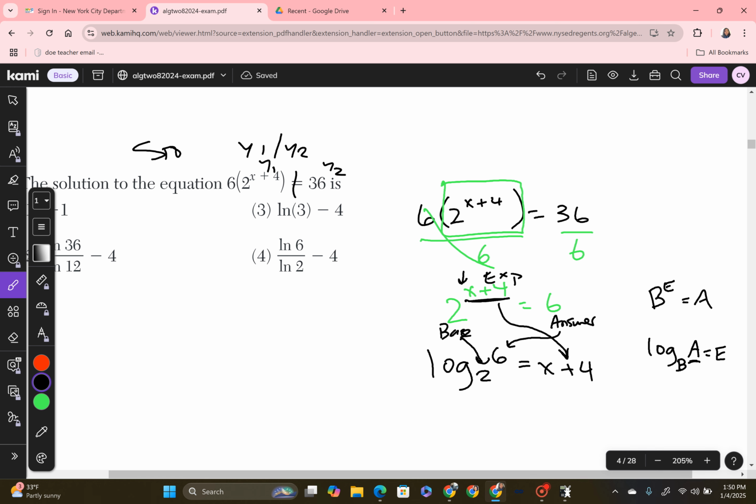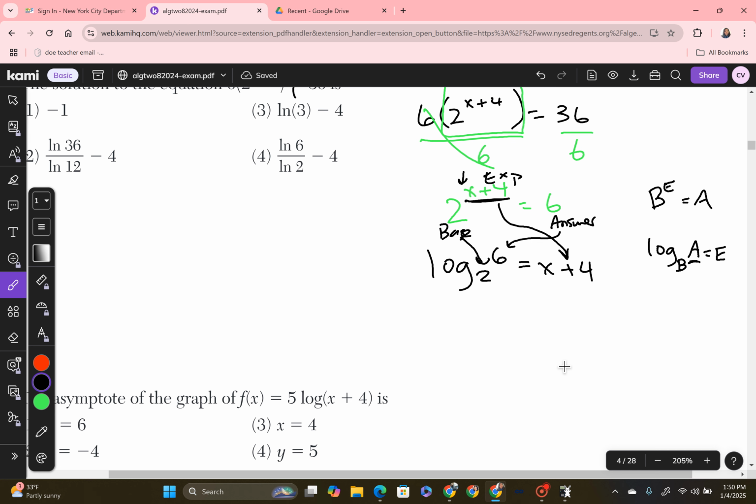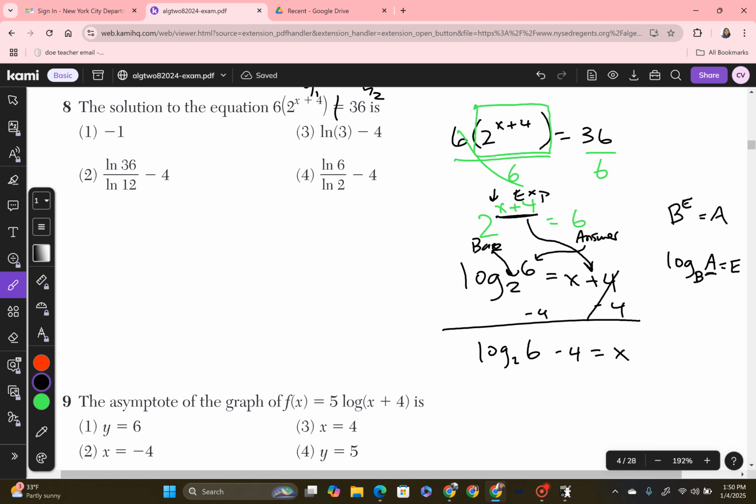Okay, cool. Once you have that, how do you get the x by itself? Subtract 4. Subtract 4. So this cancels out. So you're left with log base 2 of 6 minus 4 equals x. This is not the same thing as 6 minus 4. Okay, so now what we're doing is we're looking to see something that matches. It is definitely not this one.